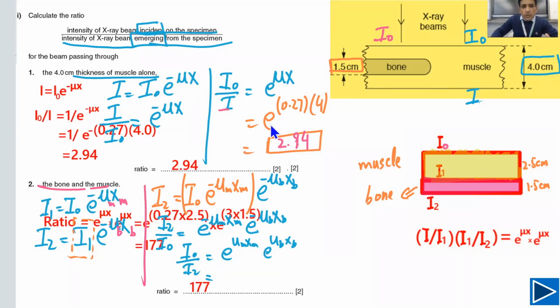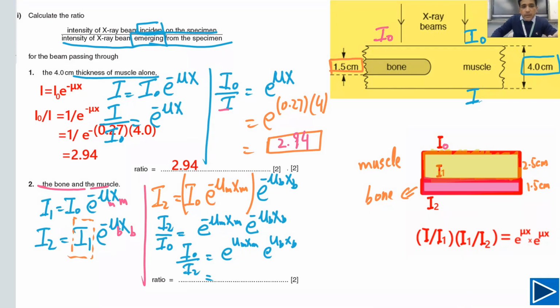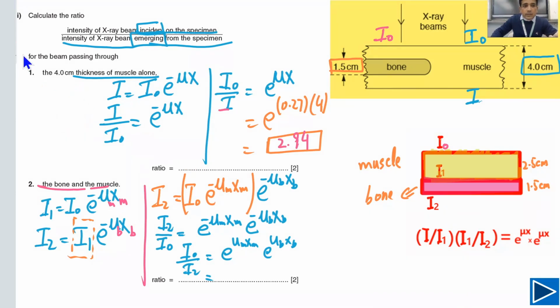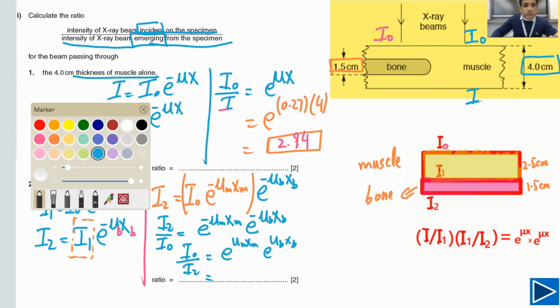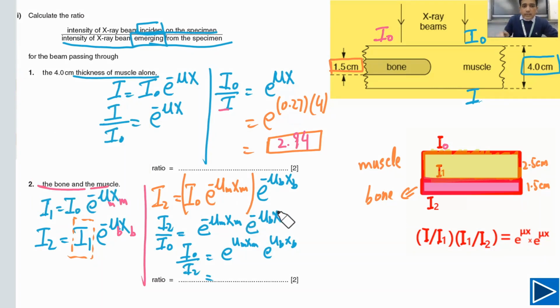If you solve this one, your final answer will be 177. So that is the final answer. You will get your final answer 177. You can use a calculator, you can check right now. I hope this question is clear to you. Very beautiful question. You need to understand how to answer. Any questions about this one at this moment?